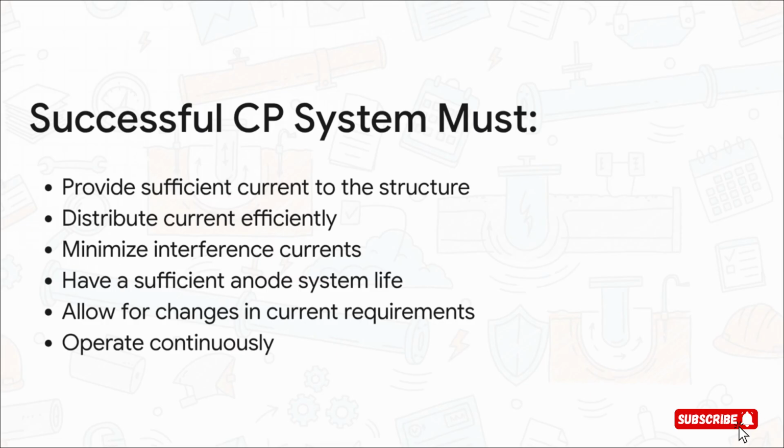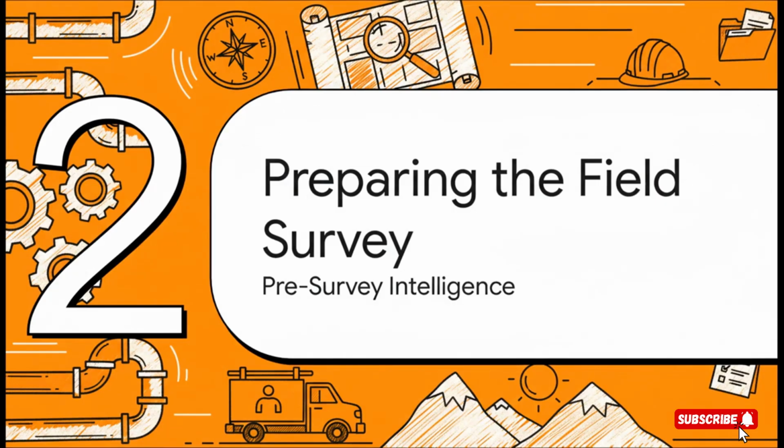It's not just about cranking up the current. You have to provide enough current, and you've got to make sure it's spread out efficiently. You also have to be careful it's not causing problems for other nearby structures. And of course, the system needs to be built to last, be flexible enough for future changes, and this is the big one, it has to be on all the time. Continuous operation is absolutely non-negotiable. So how do we check up on these goals in the real world?